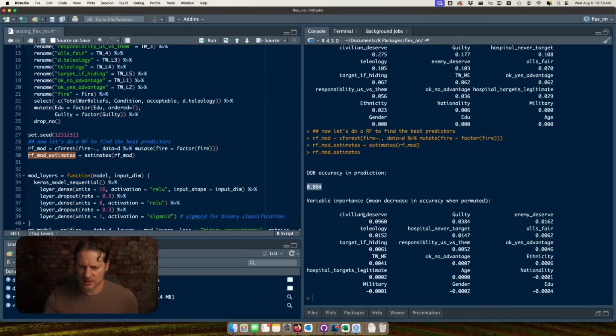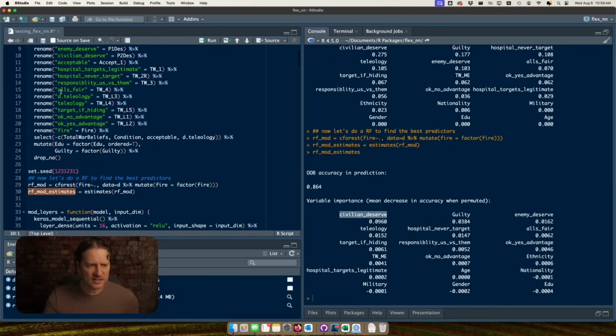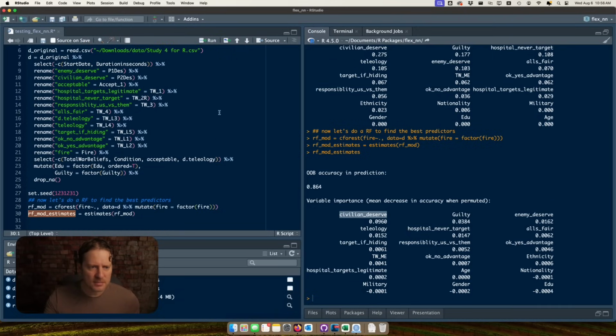And so the top predictor is civilians deserve to die. So if the person believes that, what does civilians deserve? Let me read the actual question. "How much does a second person who is already in the farmhouse deserve to die?" Yeah, so I guess they're targeting a farmhouse where there's a known ISIS operative and there is a civilian in there. And the biggest predictor of whether they will fire is whether that civilian deserves to die.